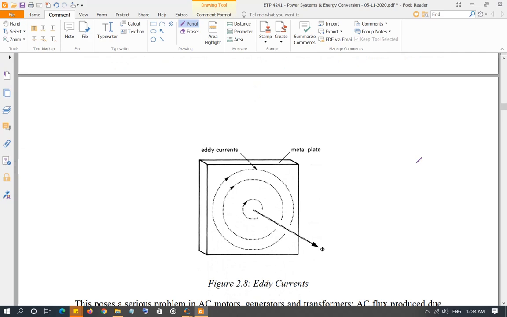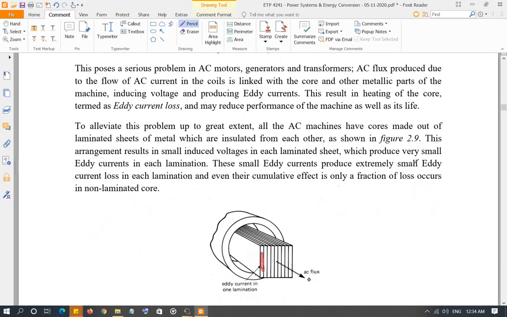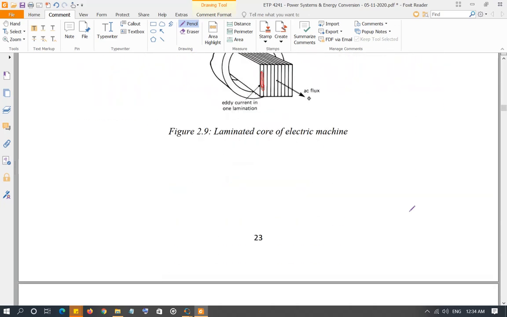So eddy current loss is reduced by laminating the core, and that's what they do in practical machines. Transformers, motors, generators, everywhere is always made out of laminated material, whatever conductive material they're using.